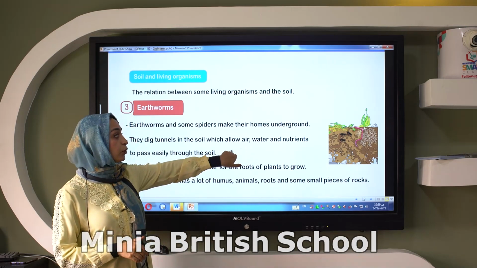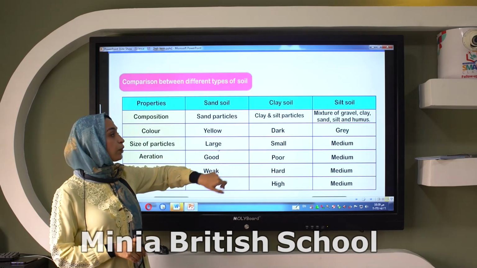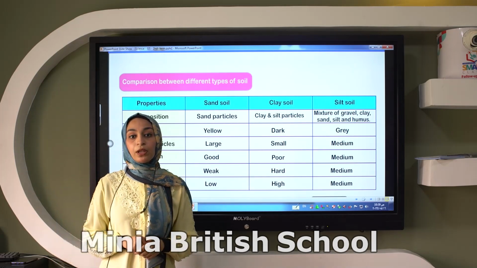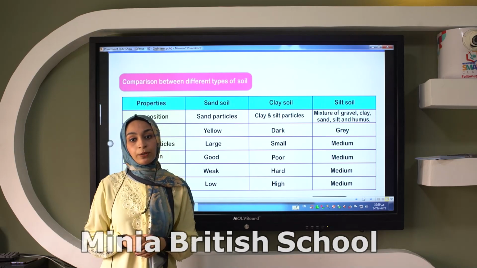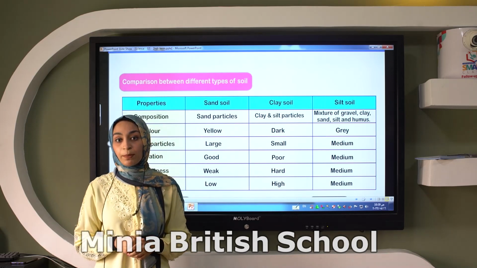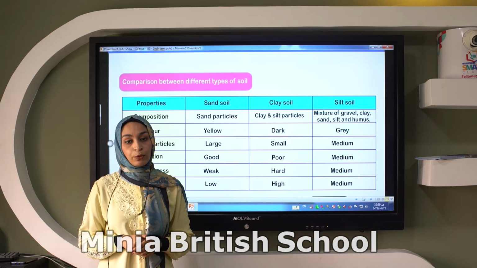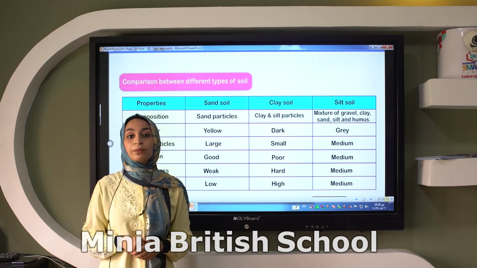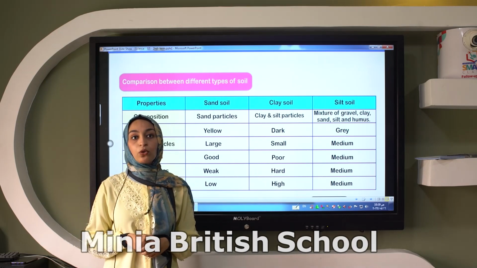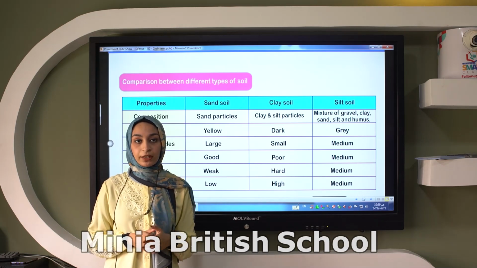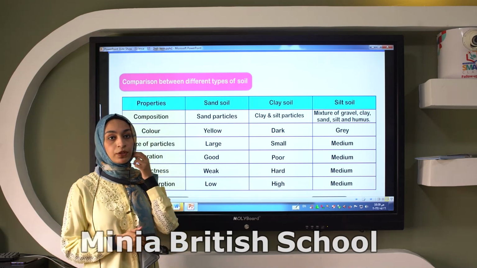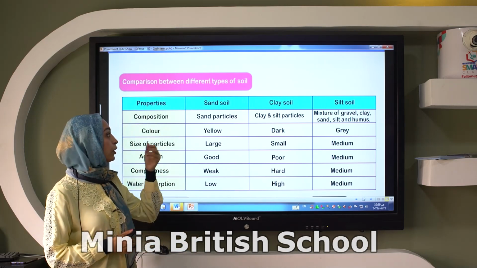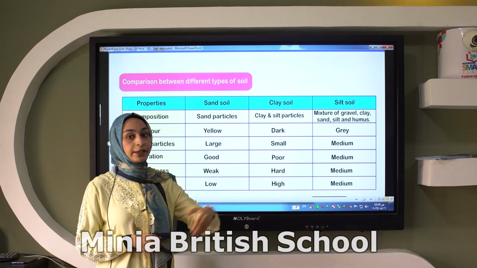The last lesson in Unit 3 talks about the types of the soil. First, the variation in the types of the soil depends on what? It depends on the variation of the type of rocks and minerals. And by breaking down rocks, it forms gravel, silt, and clay. We have 3 types of the soil, as we know from grade 5: sand, silt, and clay.